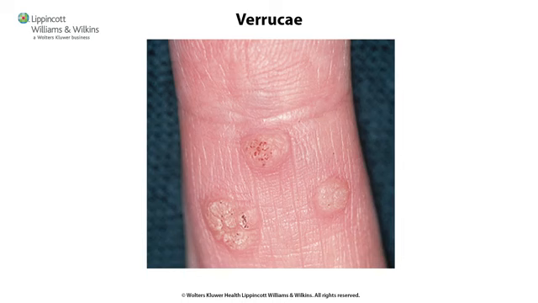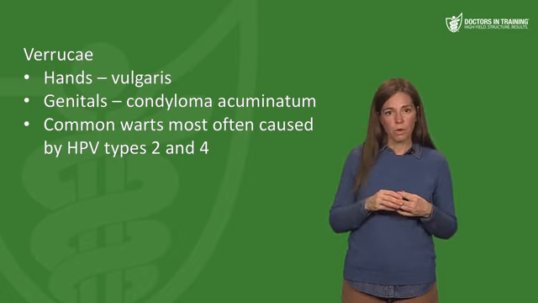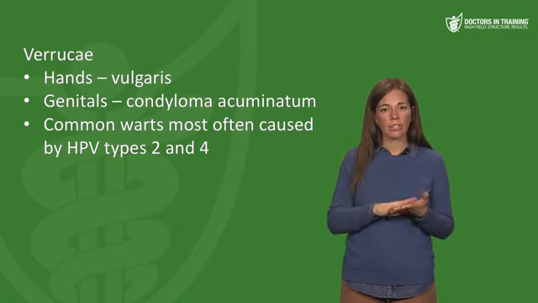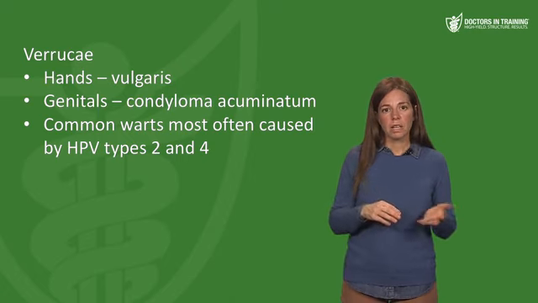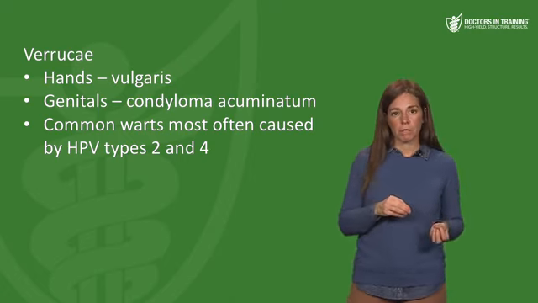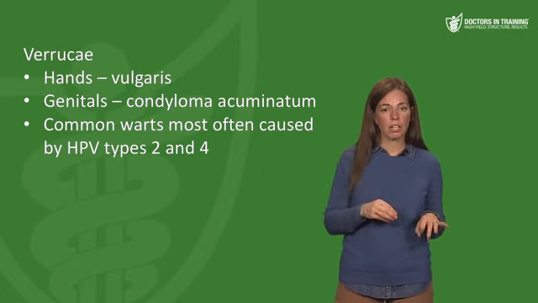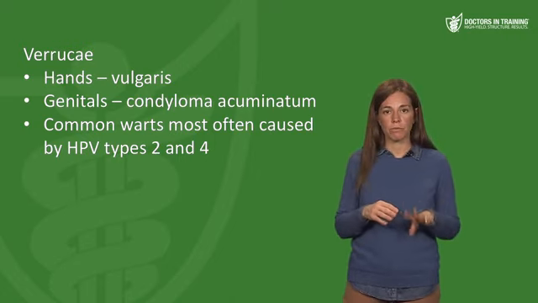Okay, verrucae. These are warts, soft, tan-colored, cauliflower-like lesions. Verruca vulgaris is the common wart, which can be anywhere but commonly occurs on the hands. And then there are plantar warts, or Verruca plantaris. Both are caused by human papillomavirus. The common warts are most often caused by HPV types 2 and 4.